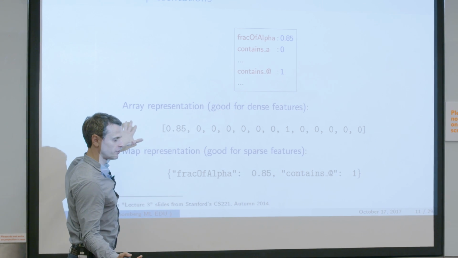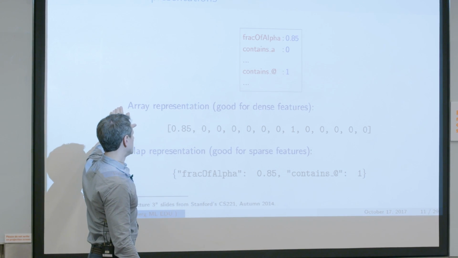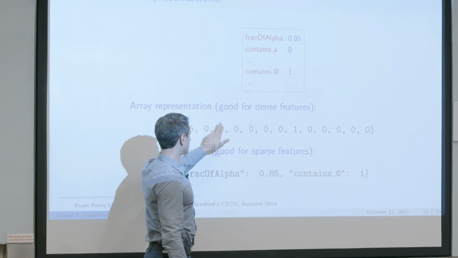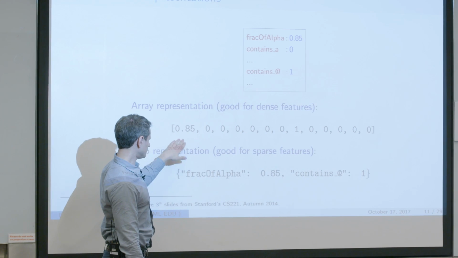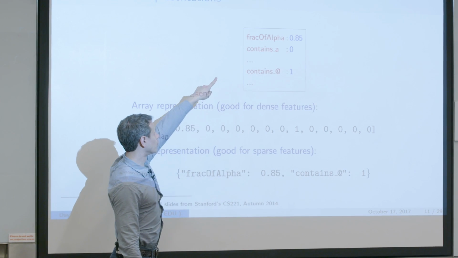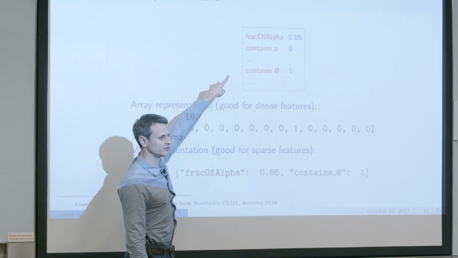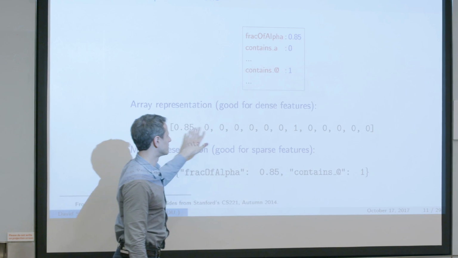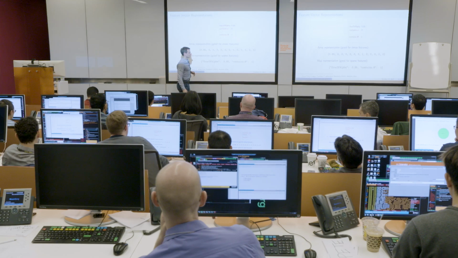The most natural thing, and what we've done in the homework so far, is an array representation, where every feature corresponds to a particular entry in a feature vector. So the first coordinate of this feature vector is 0.85, the fraction of alphanumeric characters, and that corresponds to the first position in this vector. So there's a correspondence between each of the d dimensions and each of these features.